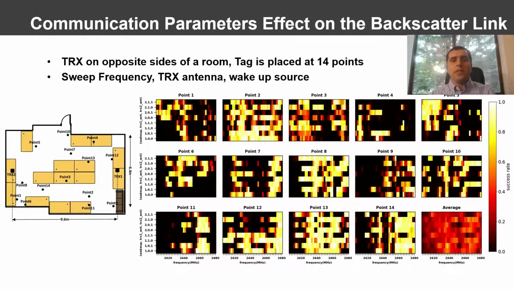Each square on these heat maps shows the result for one parameter set. At each row, we see the effect of frequency diversity. If we look at points 5 or 10, we can clearly see that some frequencies have a superior performance. At point 4, we get good results from antenna pair 01, which highlights the benefit of antenna diversity at the transceiver units. At point 12, we get good results if we use transceiver 1 to wake up the tag. So we can expect high reliability if we select the communication parameters wisely.